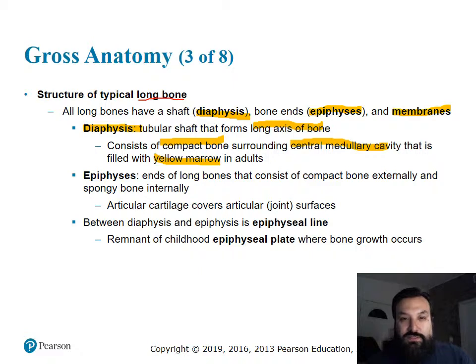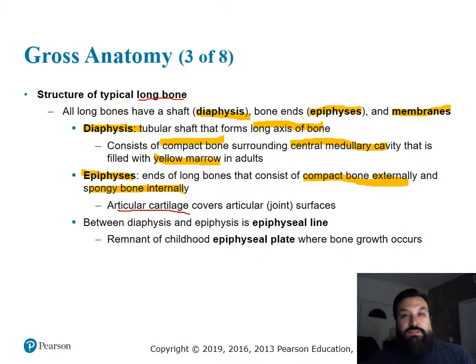And so the epiphysis is the end of the long bone, and that usually consists of compact bone on the outside and spongy bone on the inside. That's what you see there. And at the ends of the epiphysis, the very exterior, is articular cartilage. So articular cartilage covers the end of the epiphysis.